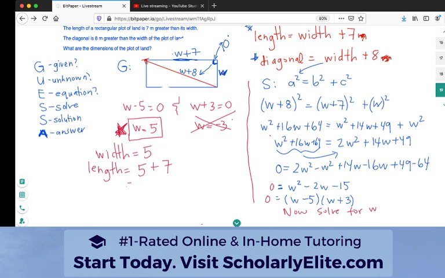So that's going to be 12. These are in meters. And then when you're giving your final answer on a test or an assignment, you're going to want to put this into a sentence, right? So the dimensions, I'm not going to write the whole sentence, but the dimensions are that the width equals 5 meters and the length equals 12 meters.